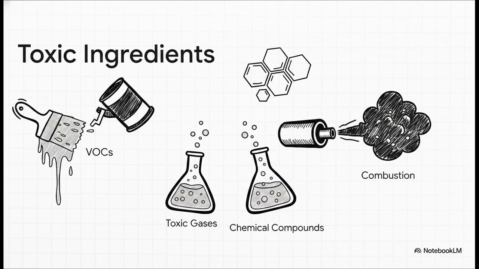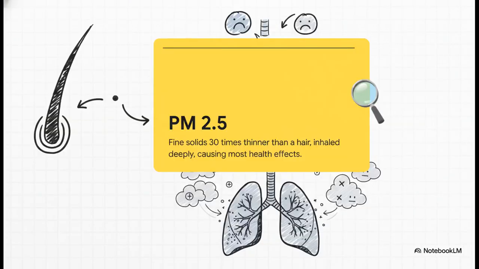We've also got volatile organic compounds, or VOCs, off-gassing from things like paints and gasoline. But you really need to pay attention to that last one: polycyclic aromatic hydrocarbons, or PAH. These come directly from combustion. And the truly terrifying part, 15 types of these PAHs are officially listed as known carcinogens. Yikes.